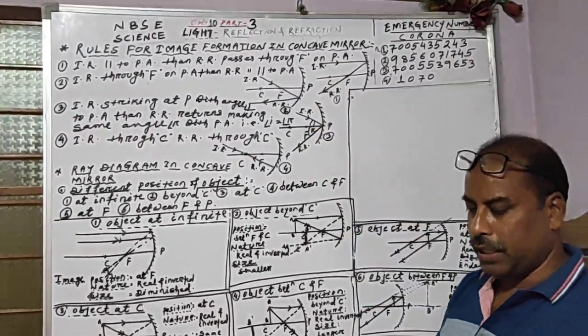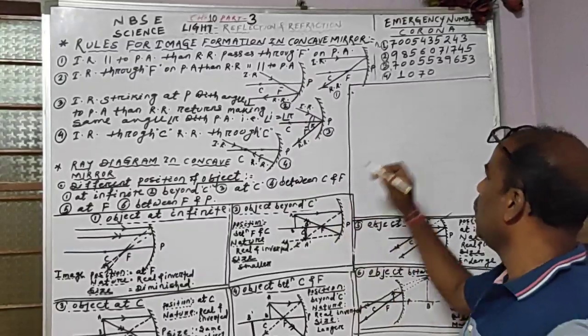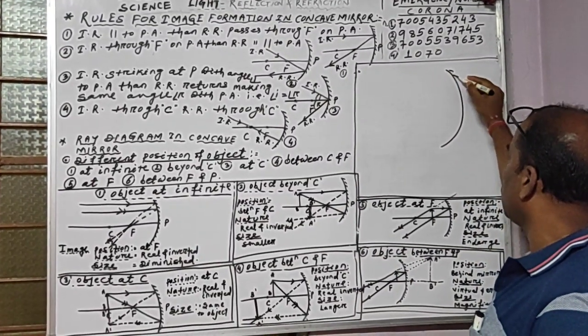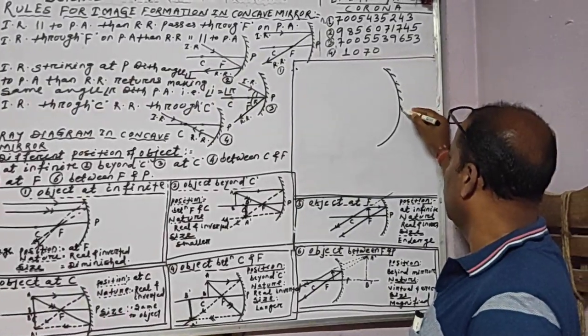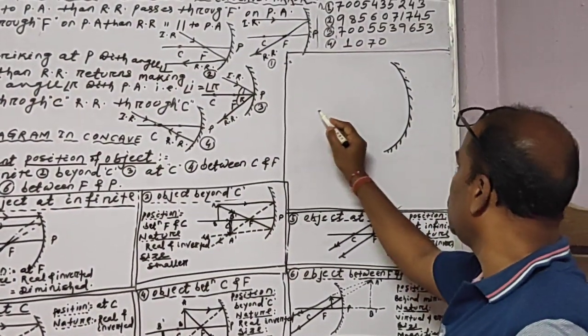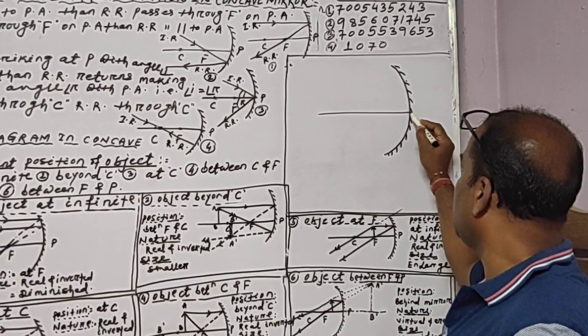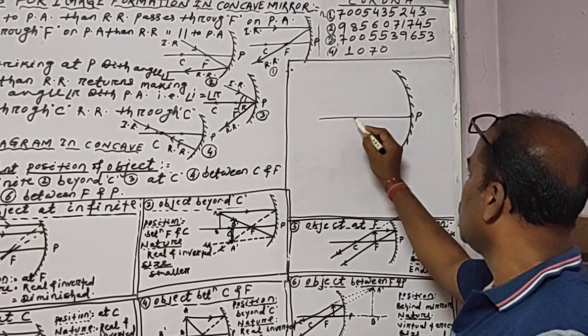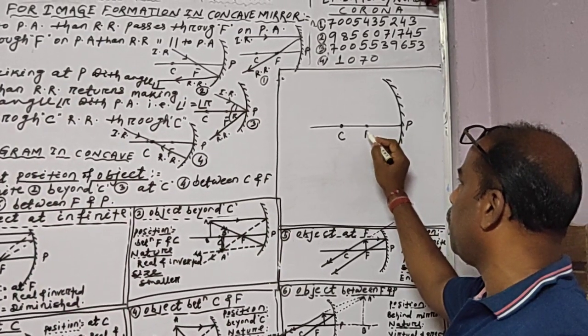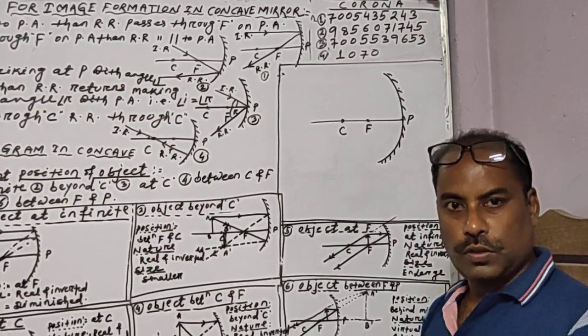Let us see that point. I am just giving you a demo. This is the concave mirror. As we know, this side is the rough surface. Here I have shaded it. The shaded part is the rough surface. This is the principal axis. This point is known as the pole of the mirror. Suppose this is the center of curvature. This is known as the principal focus.